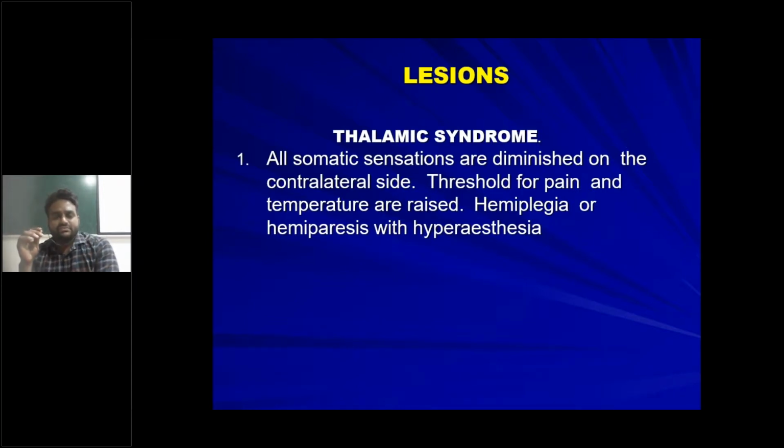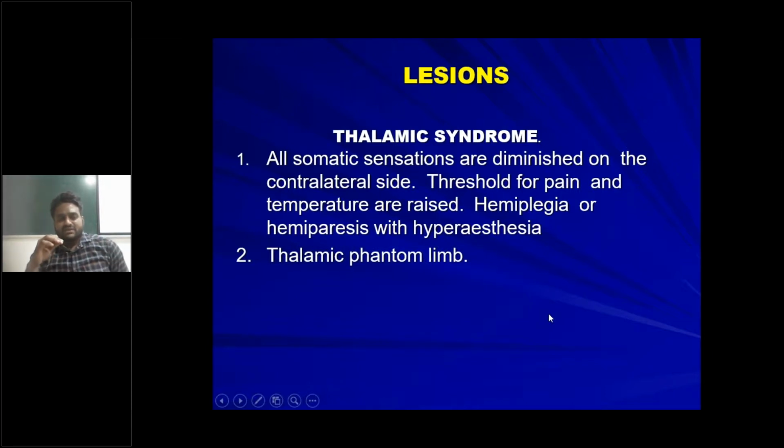Simply, I told you, this is the head ganglion of the sensory fibers. So if the thalamus is involved in a lesion, that leads first to loss of somatic sensations. On which side? The contralateral side, the opposite side. And it is also responsible for the hemiplegia. So this is the first symptom of the thalamic syndrome.